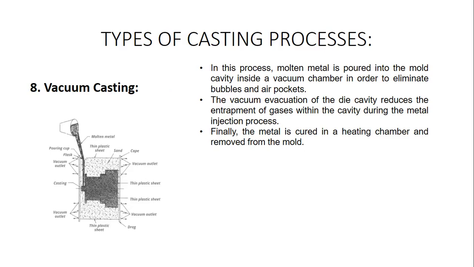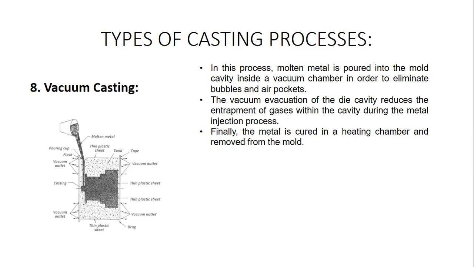Next one is vacuum casting. In this process, the molten metal is poured into the hollow mold cavity, which has a vacuum chamber in order to eliminate the air bubbles or air pockets inside the chamber.